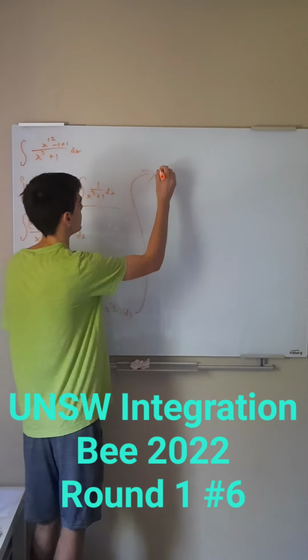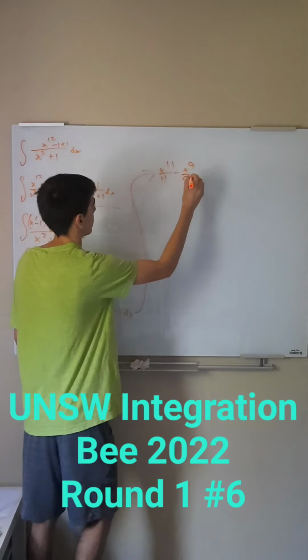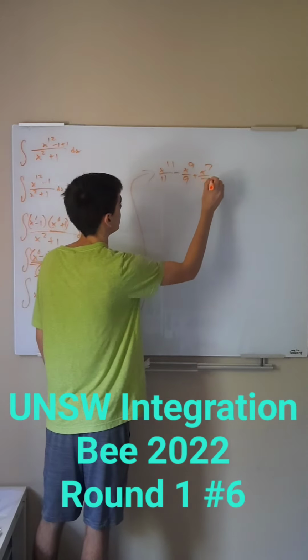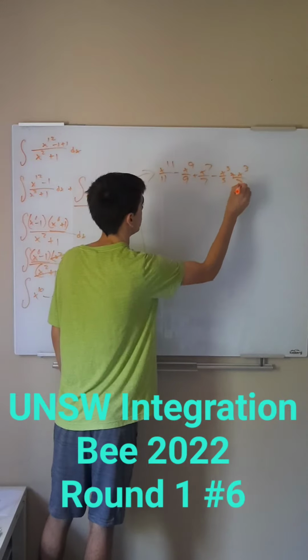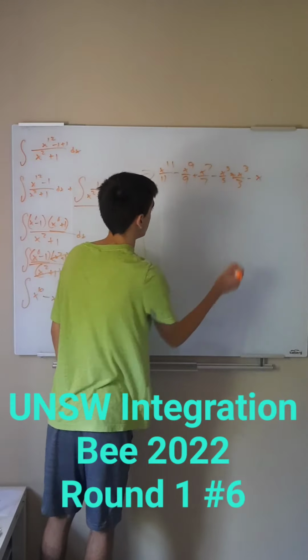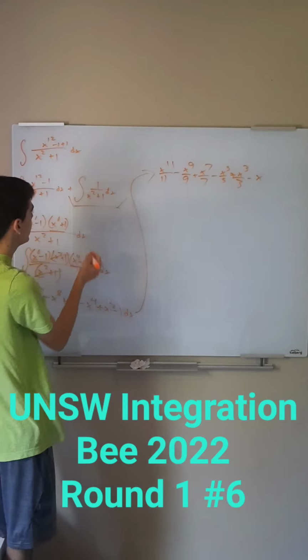It's just power rules. So that'll give us x to the 11th over 11 minus x to the 9th over 9 plus x to the 7th over 7 minus x to the 5th over 5 plus x to the 3rd over 3 minus x. And that's not the whole thing, because we still have this integral from before, the 1 over x squared plus 1.